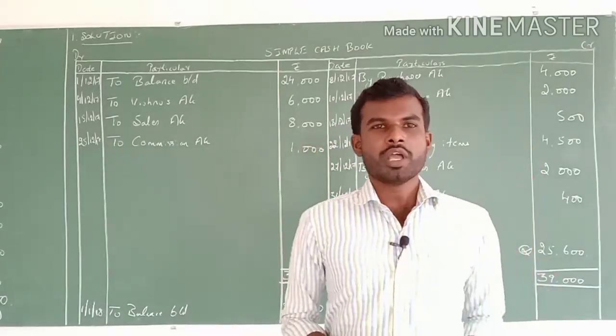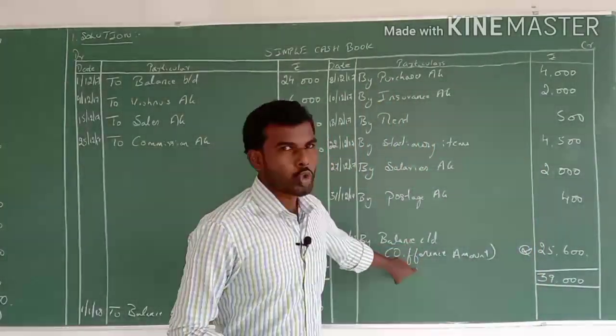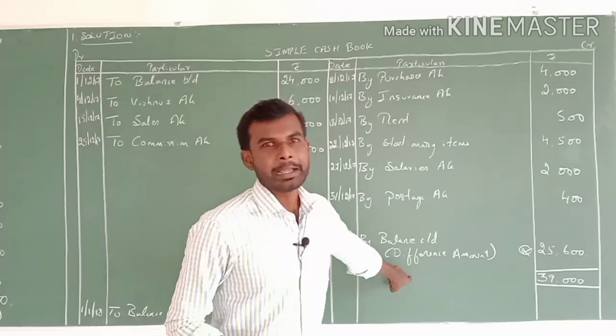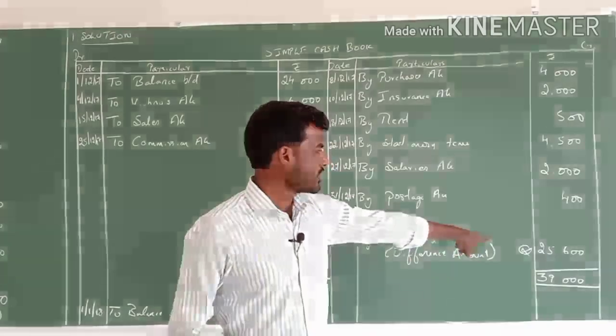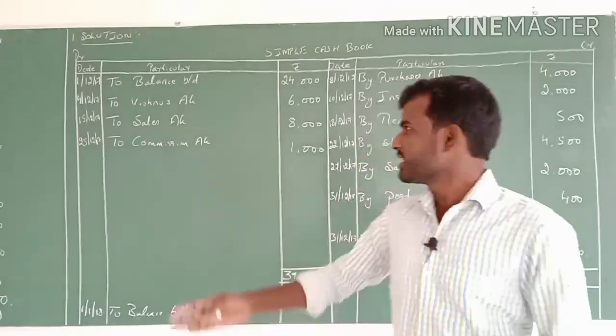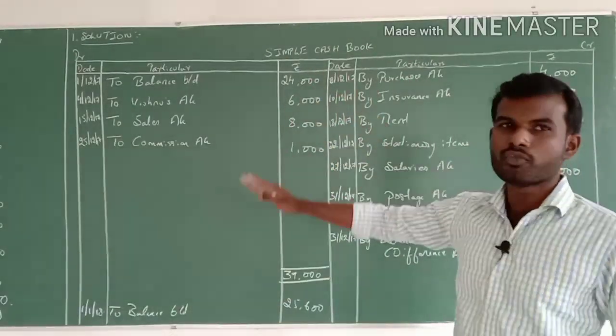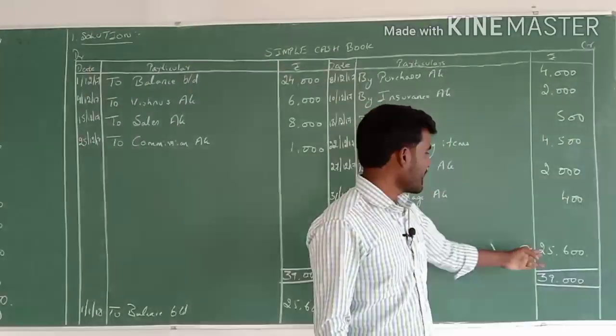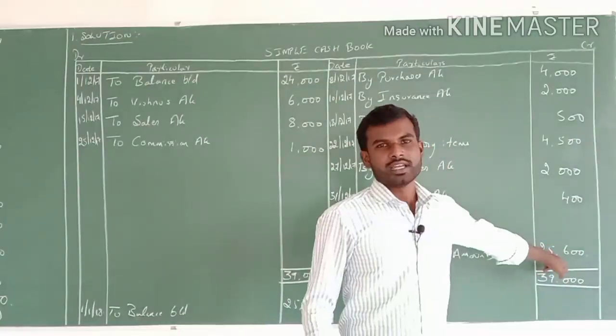This cash book is also majorly used to find out the closing cash balance of the business. So here we got the closing cash balance of the business as 25,600. On the first day we had an opening balance of 24,000, and now we have the closing balance 25,600. Thank you, my dear students.